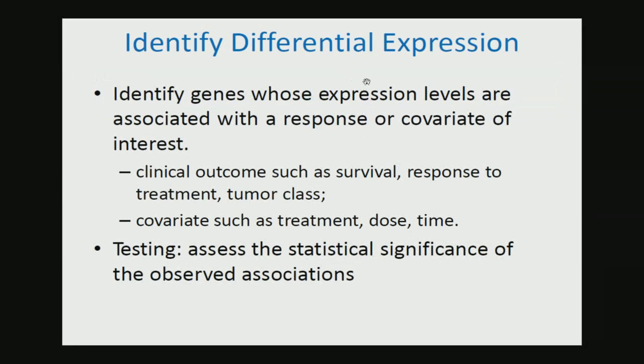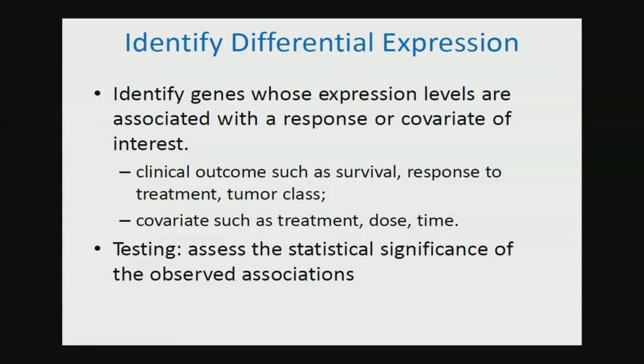So we want to identify differential gene expression so that we can identify genes whose expression levels are associated with a response or covariate of interest. A covariate of interest could be some clinical outcome. A response could be clinical outcomes such as survival, response to treatment, or something simple like a classification, right? And covariates could be treatment, dose, time, et cetera.